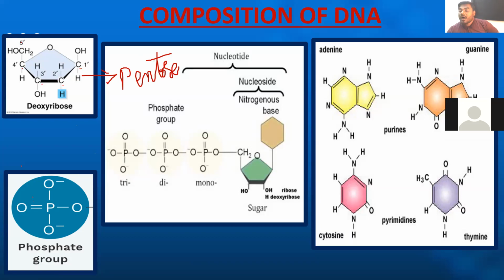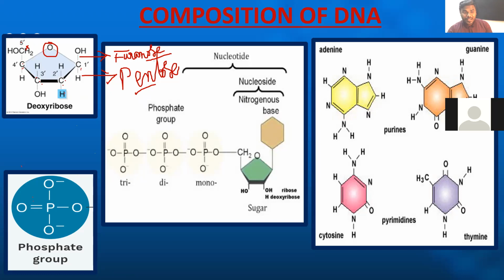Out of 5 carbons, how many carbons are present in the ring? 1, 2, 3, 4. You can see, my friends, the fifth carbon is not present in the ring, right? It is like this. You call it the arm position. So how many carbons? 1, 2, 3, 4 carbons with 1 oxygen. What do you call it? You can call it a furan ring. Since it's a sugar, you call it furanose. So furanose is the ring. Since it contains 5 carbons, my friends, we call it pentose.